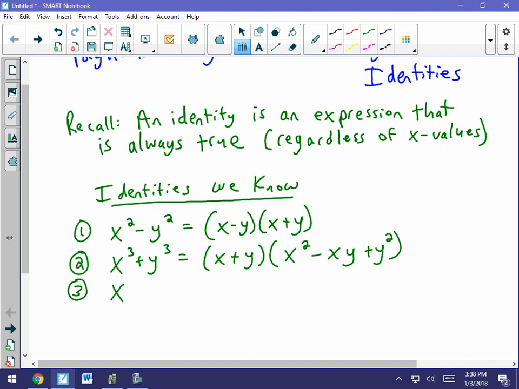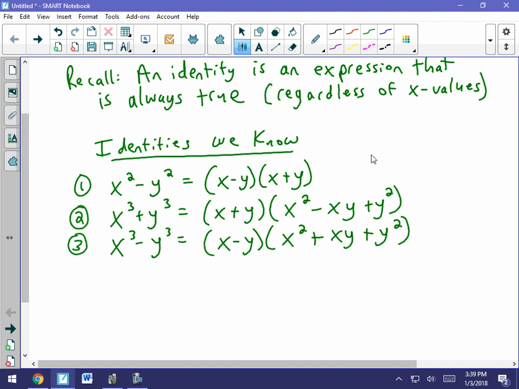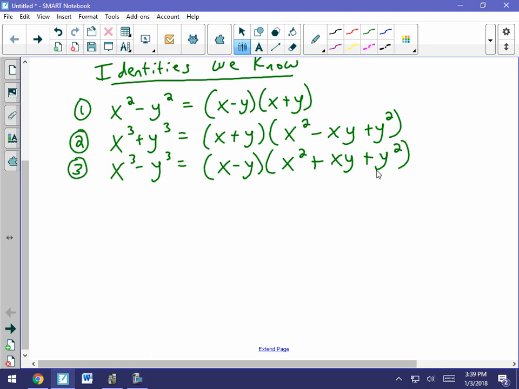And the same thing for the difference of cubes. That factors into x minus y, and then x squared plus xy plus y squared. So we use those formulas when you're factoring, but really they're identities because they are always true, and we just proved them in that warm-up when you multiplied them together. Sometimes you might come across a problem where they give you another identity and have you verify that it's true.